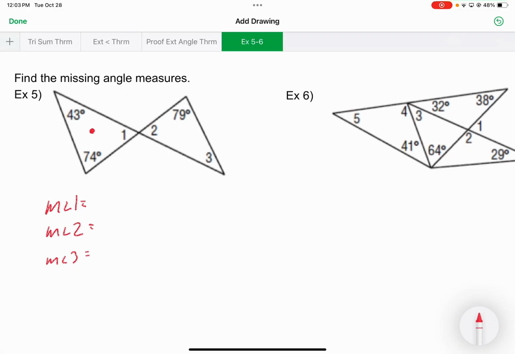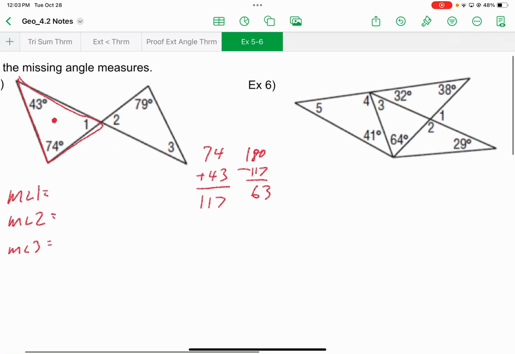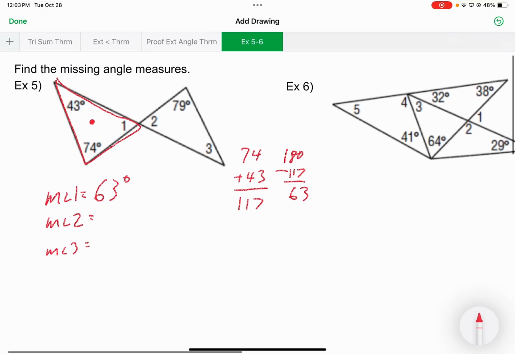74 plus 43 equals 117, and then you subtract that from 180 to get 63. Okay, so 74 plus 43 you said is 117, and then subtract that from 180 to get 63. And you're thinking about this as a triangle, right? All three of those angles add up to 180 degrees. Okay, so then 1 is 63. So then from there, where do I go?